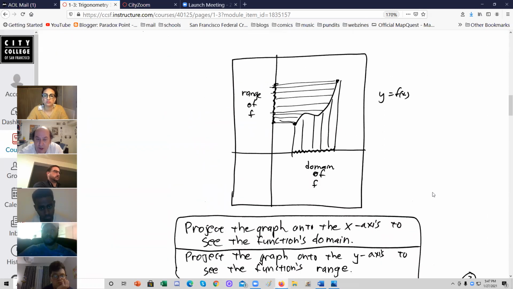Now, if you graph a function and you project the graph down onto the x-axis, these are the possible inputs, the domain of it. If you project it onto the y-axis, this is the possible outputs, the range of it.